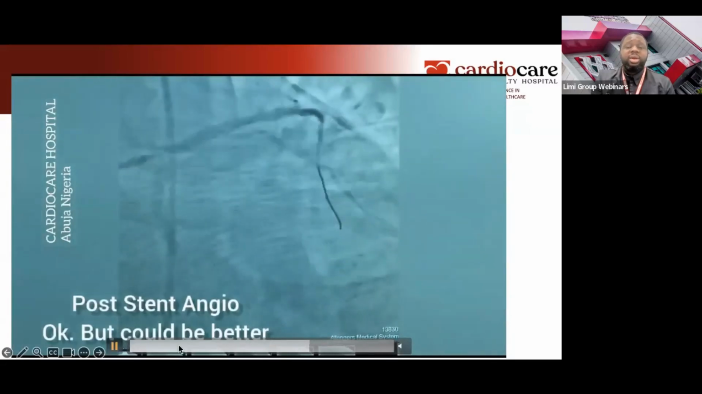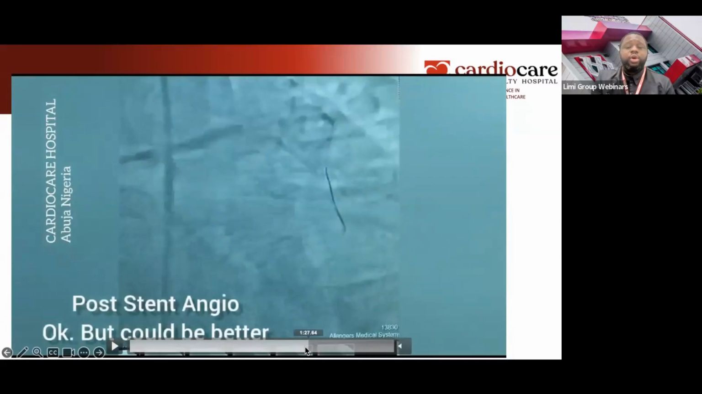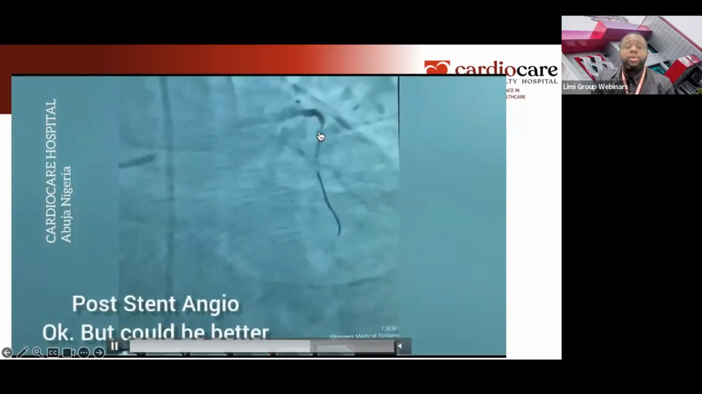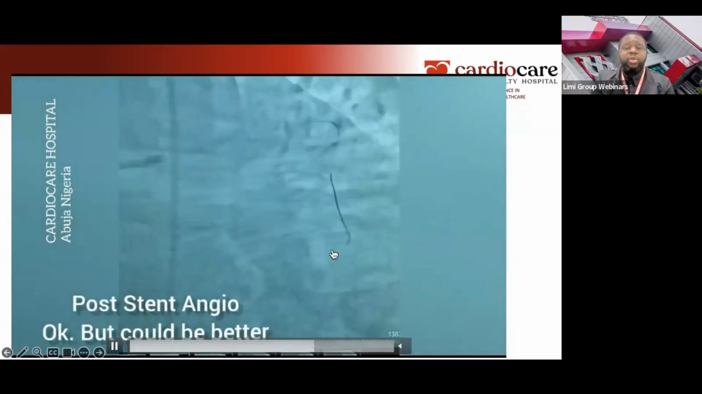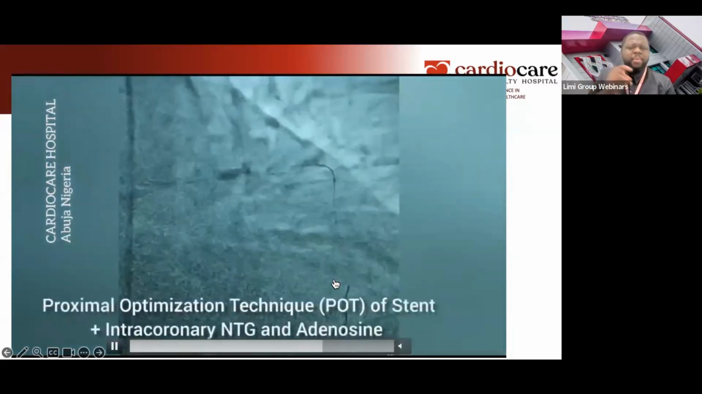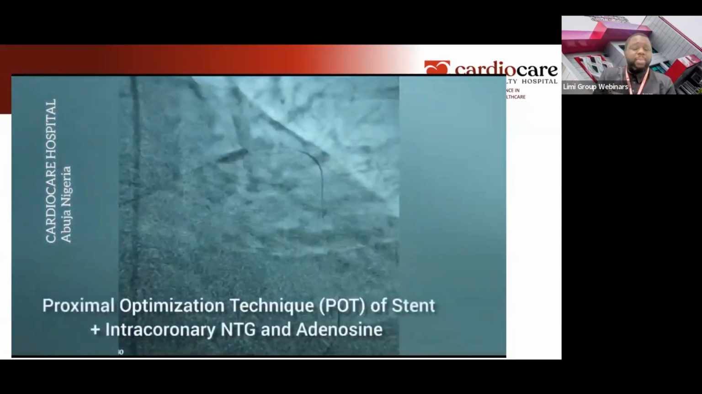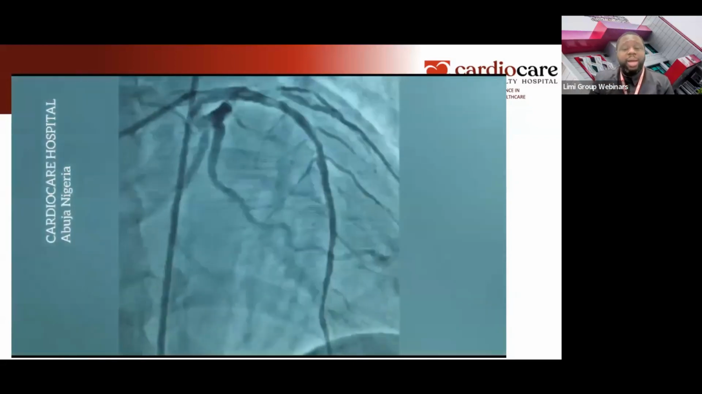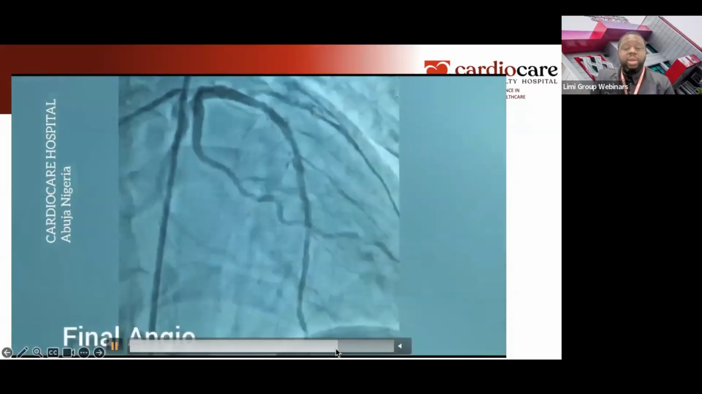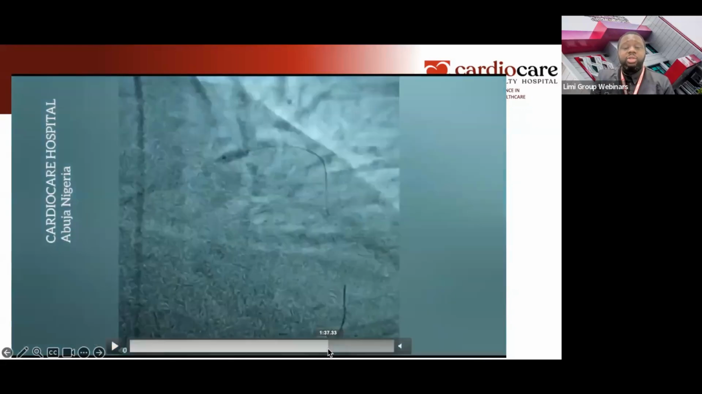But in this case, the flow is good, but it is slow. And this time we cannot see the blood flow very well. So this is like TIMI 0. So we came back again to give an extra balloon to optimize that. And we have better flow. Not only did we do that, sorry, let me add the other things we did so that it doesn't look like it's just the proximal optimization technique. Okay, I wrote it there.